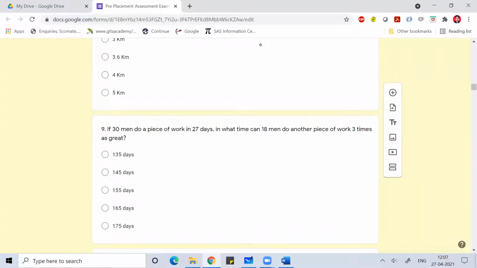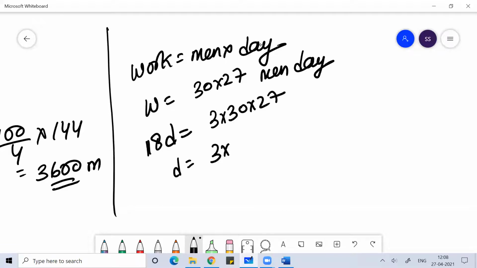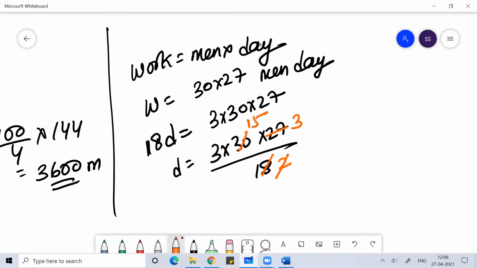In what time can 18 men do another piece of work? If there's another piece of work which 18 men are trying to do, and that work is three times this work, you have to find the value. Very simple. D is equal to 3 into 30 into 27 by 18. You will simply solve this. This is 9 threes, this is 9 twos. This is 15. So the value of D is 3 into 15 into 3. So you will get 135 days. 15 nines, you will get 135.